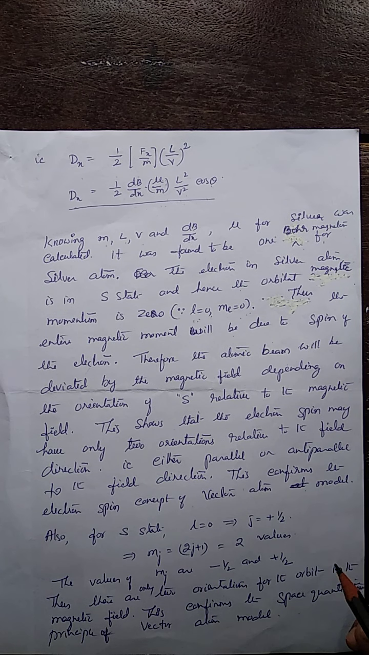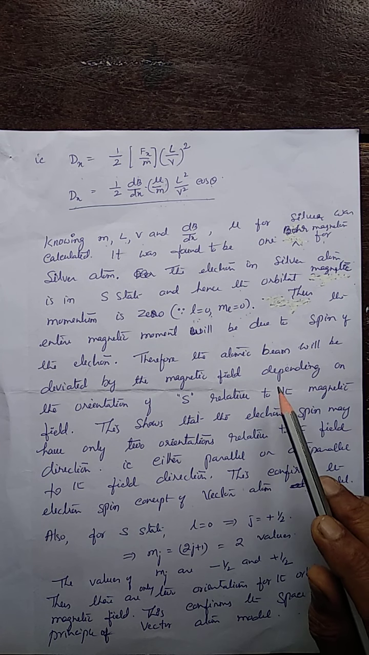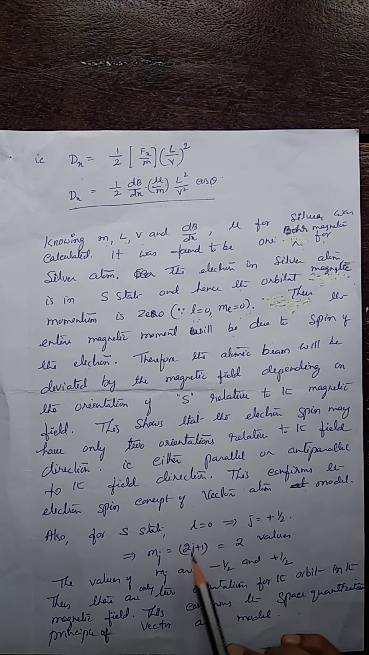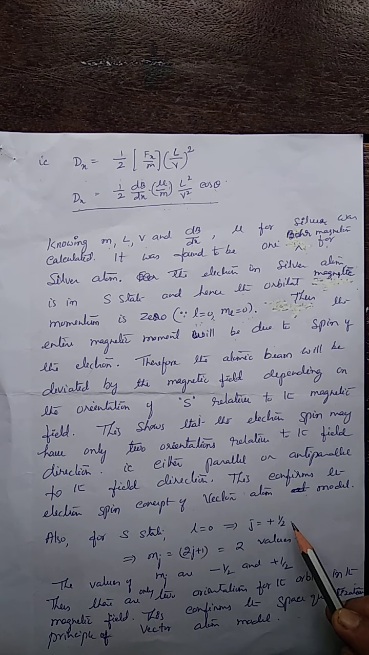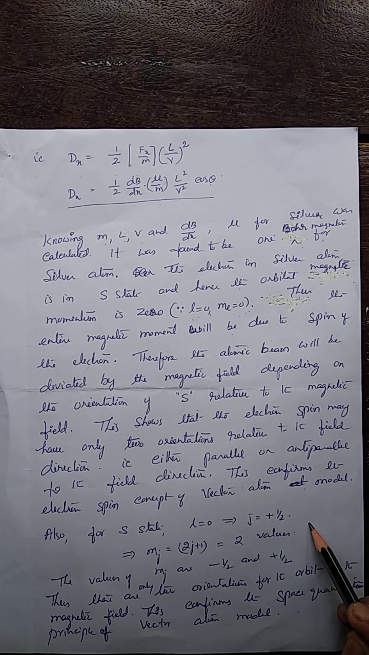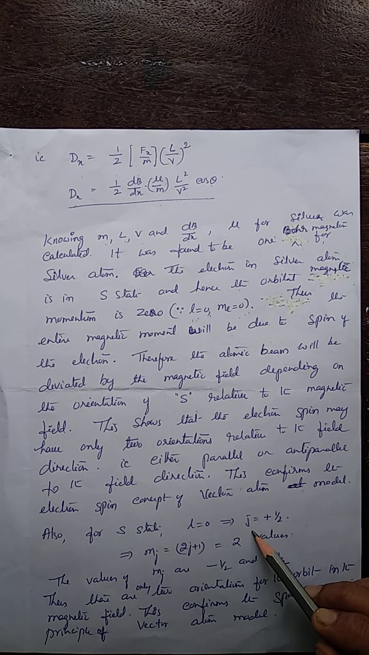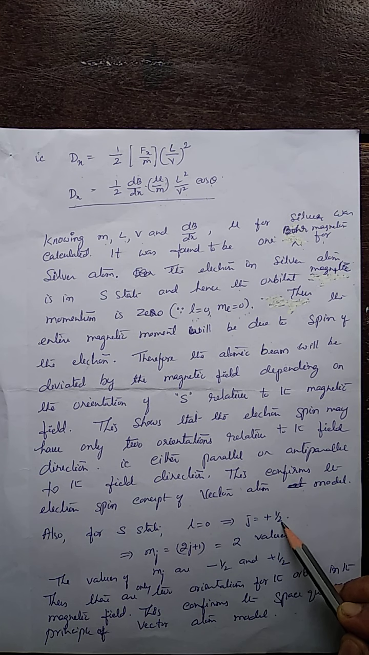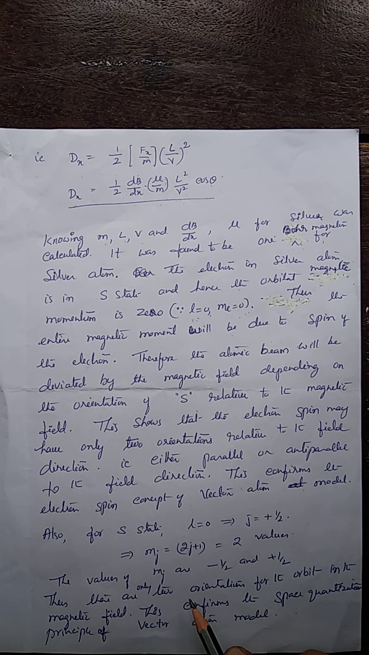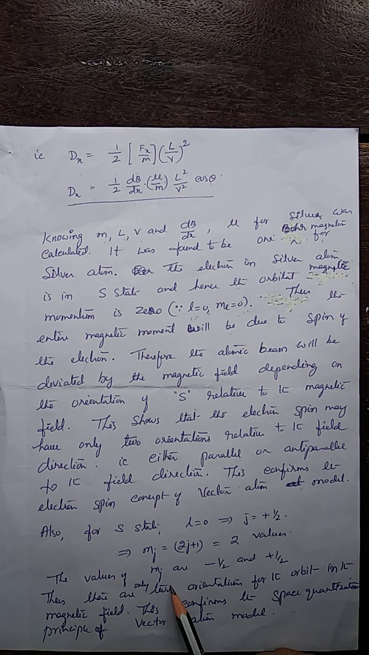So one feature was confirmed by the experiment. The other one is space quantization. In the silver atom, the electron is in the s state, and for s state, L is 0. When L is 0, J can have only one value, that is half; minus half is not possible. For J equal to half, the possible values of Mj are 2J plus 1, nothing but two values. So Mj can have only two values, plus half and minus half.